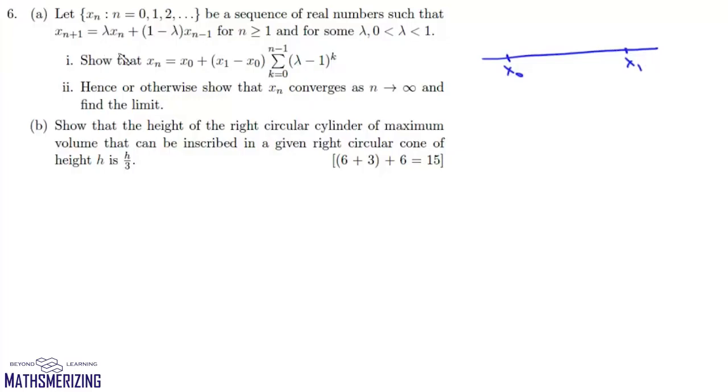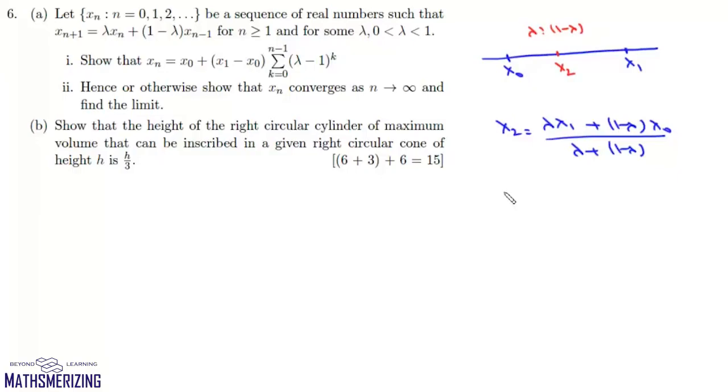Now we use this formula, then we can write x2 will be (lambda x1 plus 1 minus lambda x0) upon (lambda plus 1 minus lambda). That means x2 divides x1 and x0 in the ratio lambda is to 1 minus lambda. So this x2 will divide x0 and x1 in the ratio lambda is to 1 minus lambda.